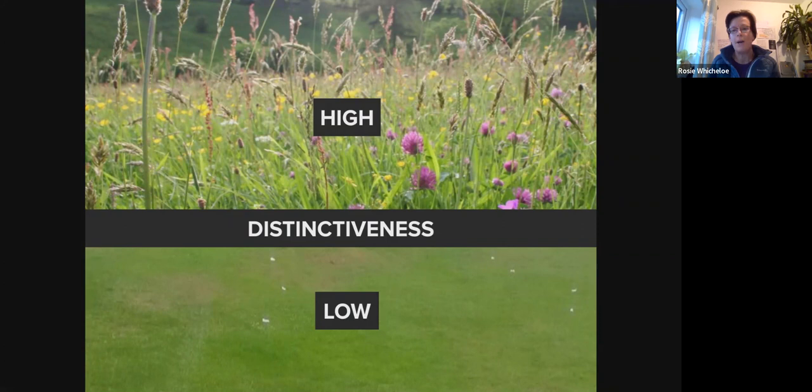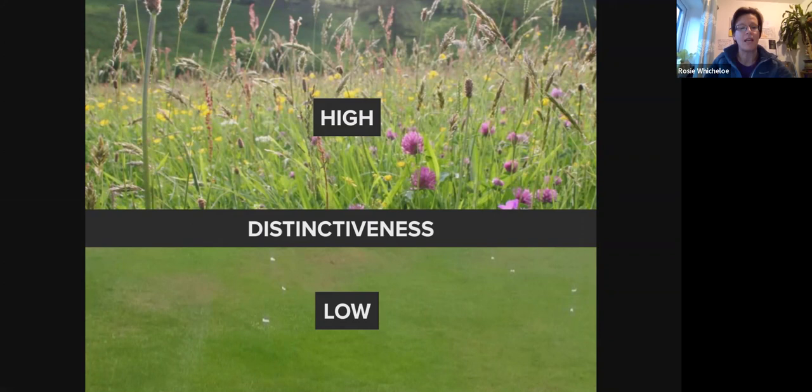And similarly, in an ancient woodland, we'd have a similar situation, high distinctiveness, lots of different layers, rather than a plantation woodland that is just a single species and very young. So it's the maturity as well that's quite key. And all these definitions, these high and low, are valued in numbers. So high could be four, low could be two, and it's all valued in a mathematical calculation.